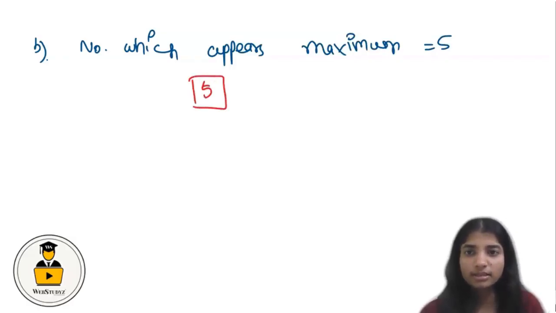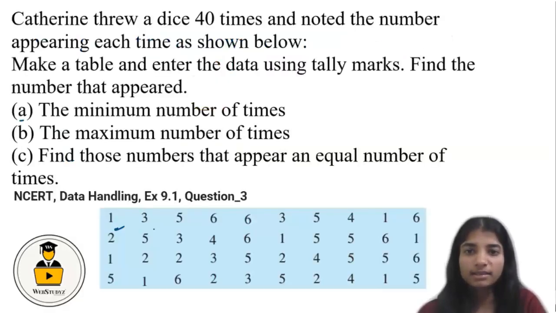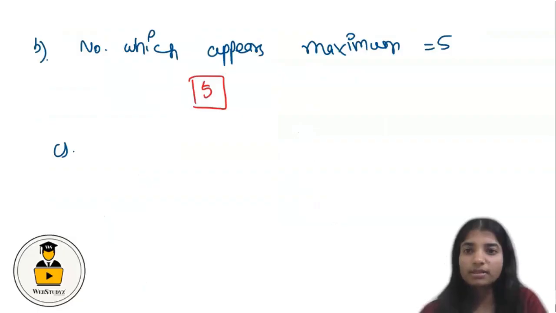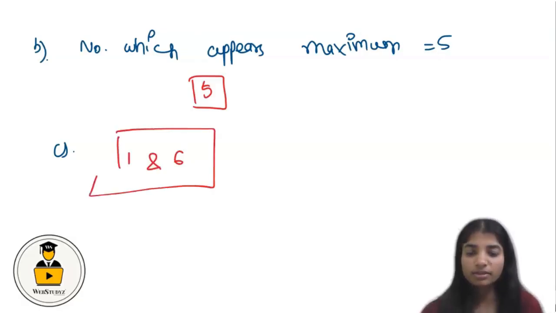Now let's discuss part C. In part C, we have to find those numbers that appear an equal number of times. If we notice in the table, 1 appears 7 times and 6 appears 7 times. So we can say that the numbers which appear an equal number of times are 1 and 6. So 1 and 6 is the answer to part C of this question.